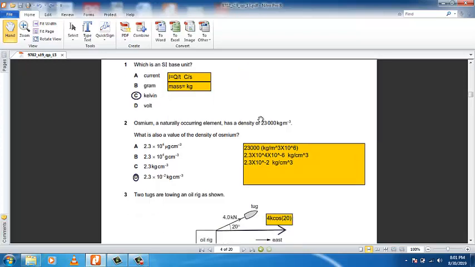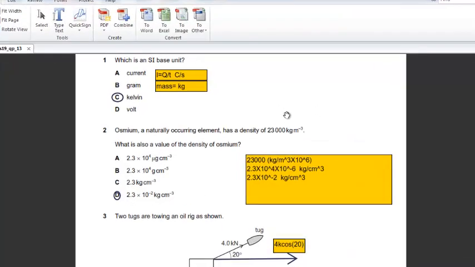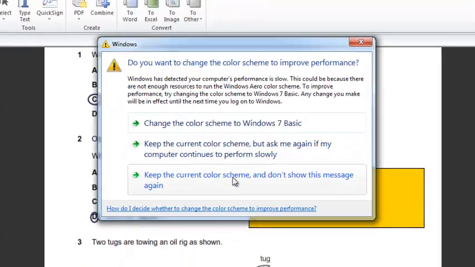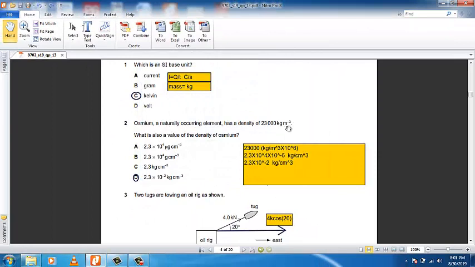Question number two says that osmium, a naturally occurring element, has a density of 23,000 kg per meter cube. What is also a value of the density of osmium? You have to just find an equivalent. The density of osmium is 23,000 kg per meter cube. So you can see over here that we have kg per centimeter cube.